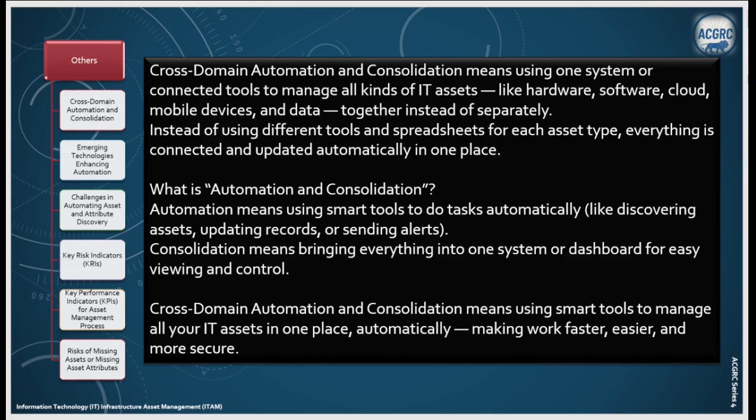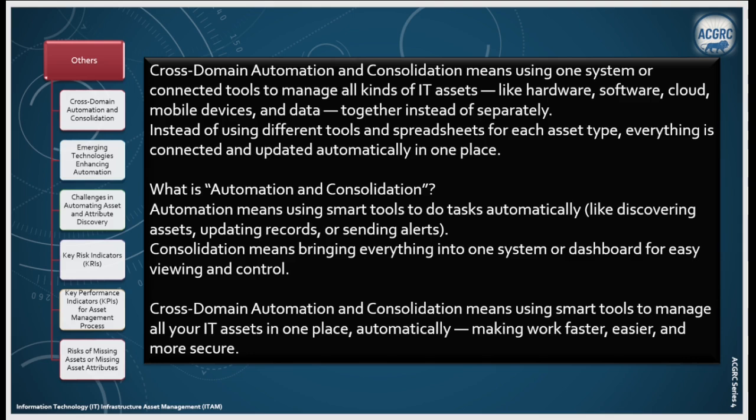Cross-domain automation and consolidation means using one system or connected tools to manage all kinds of IT assets like hardware, software, cloud, mobile, etc. together instead of separately. Instead of using different tools and spreadsheets for each asset type, everything is connected and updated automatically in one place.